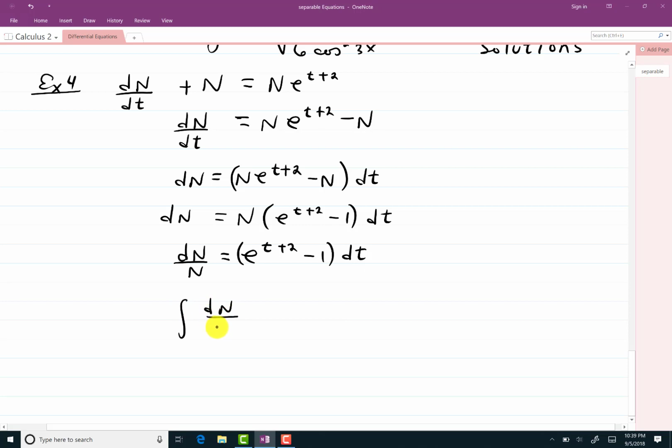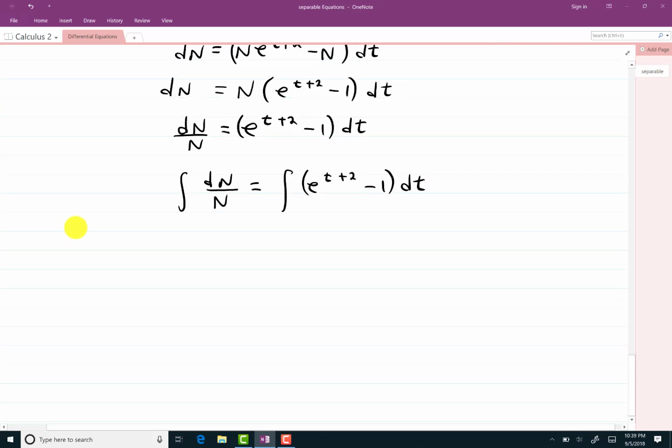So I get the integral of dn over n equals the integral of e to the t plus 2 minus 1 dt. And this is just to show you that you are going to use the same knowledge that you had before. The left side will be the natural logarithm of the absolute value of n, as you should know. The right side is easy to integrate. I'm going to get e to the t plus 2 minus t plus a constant.